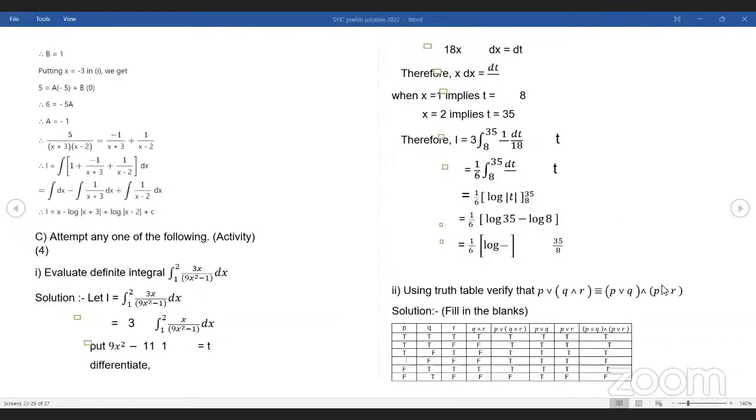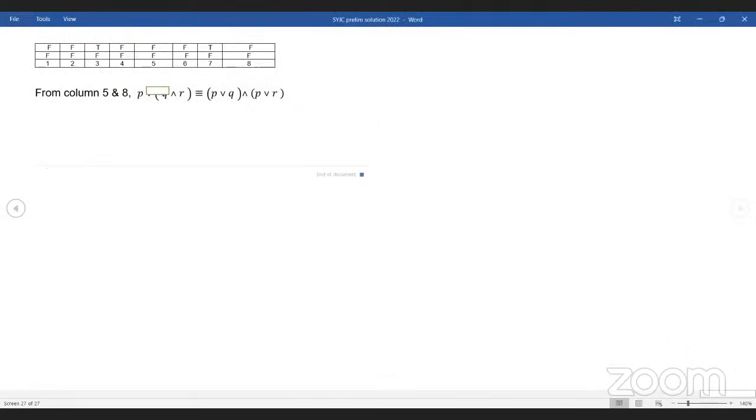And lastly, we write from column 5 and 8 the given statement is correct. P or (Q and R) is equivalent to (P or Q) and (P or R). So lastly you should write this. Box में आपको right side का statement लिखना था, so you will write this in the box.